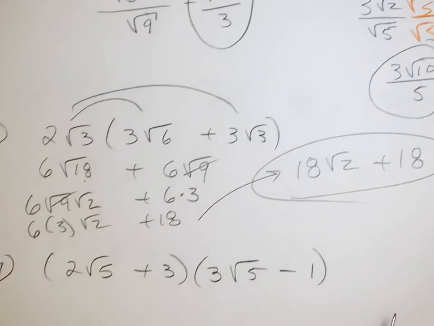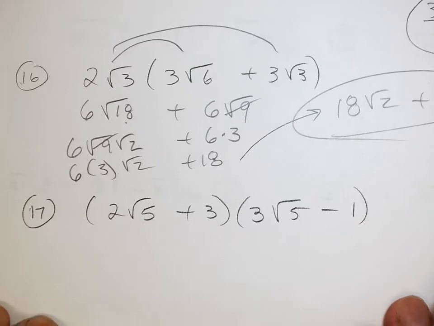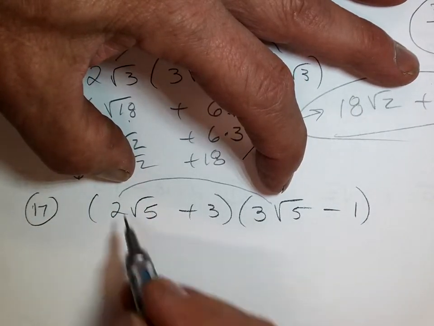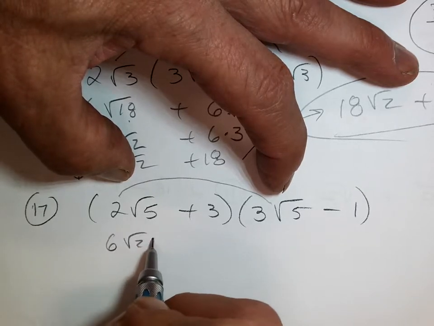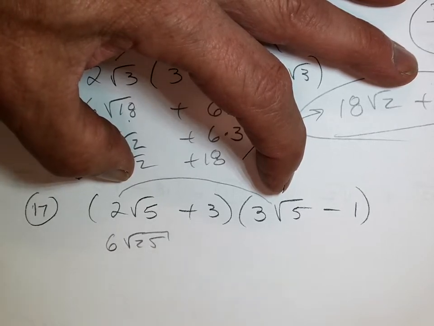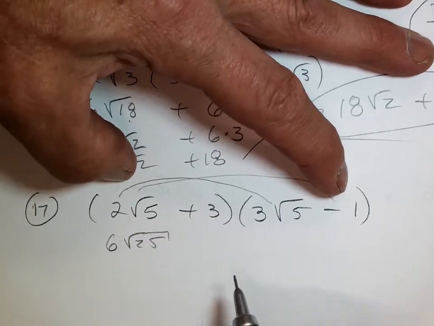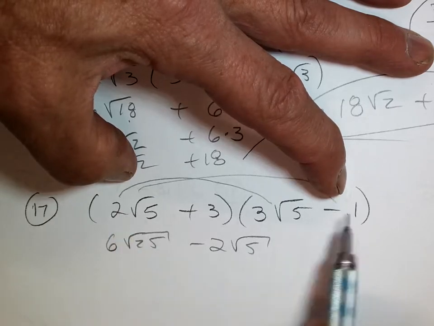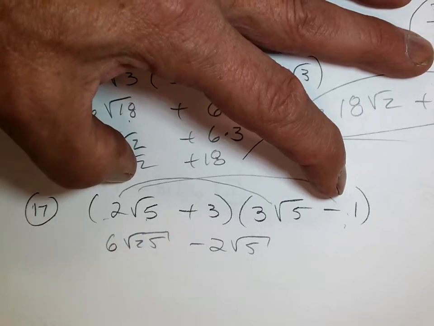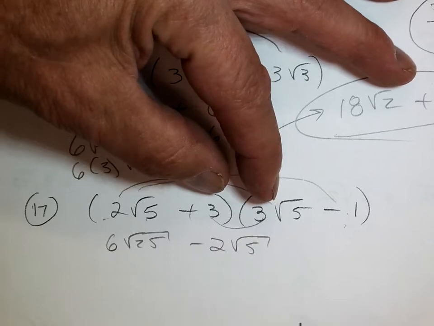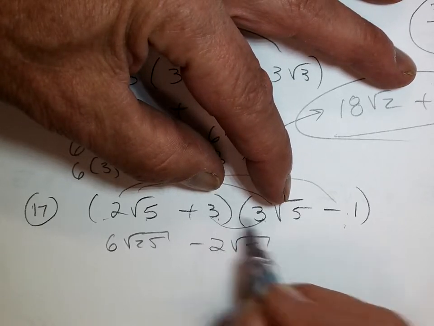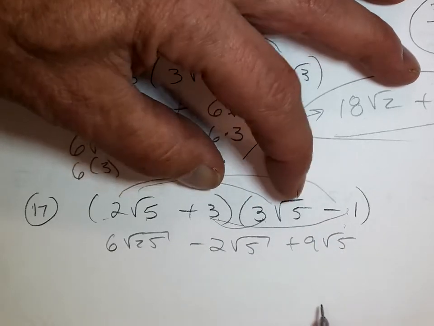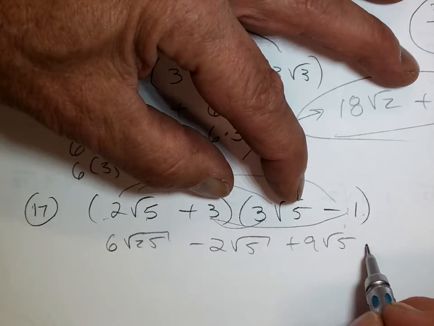Okay. 17, last one. You ready to FOIL? I'm ready to FOIL. Okay, so 2 square root of 5 times 3 square root of 5 is a 6 square root of 25. Okay? 2 square root of 5 times negative 1 is a negative 2 square root of 5. Okay? Multiply the whole numbers and then bring along the square roots. Actually, it's an integer, not a whole number. Then, inside, 3 times 3 is 9 square root of 5. And then finally, the last, 3 times negative 1 is negative 3.